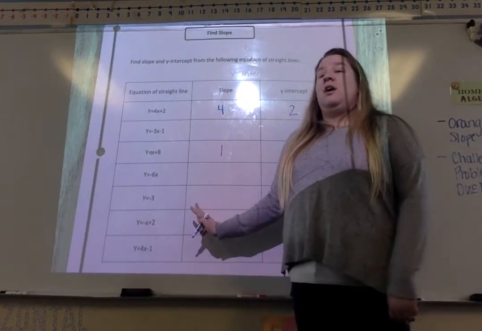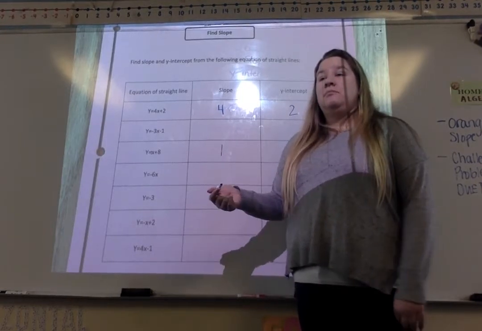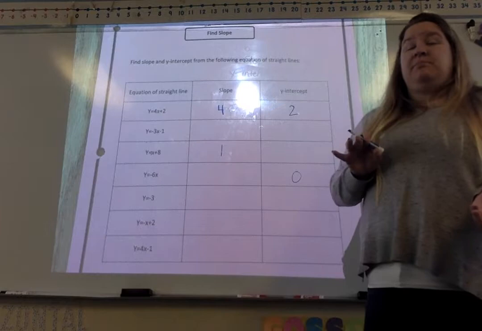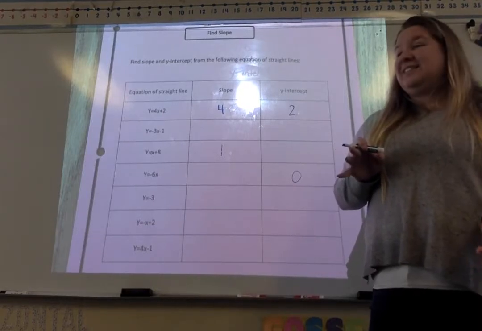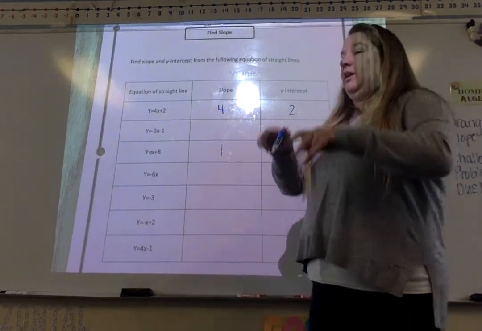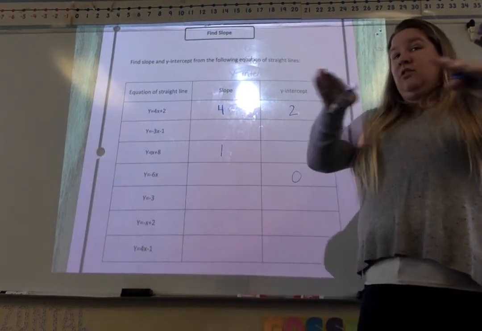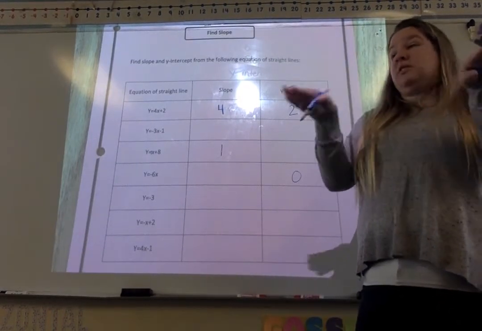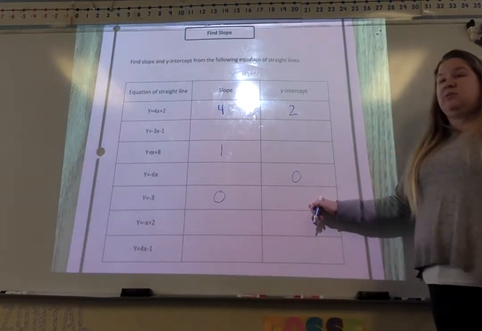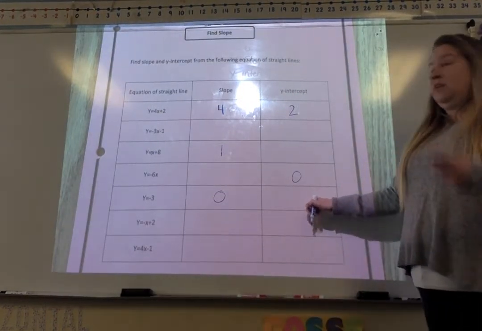Is there an x? No. That means there's 0x. So if there's 0, it's technically a 0 line. It's not right on the origin. It's horizontal. So the slope here is 0. But what's the y-intercept? -3.